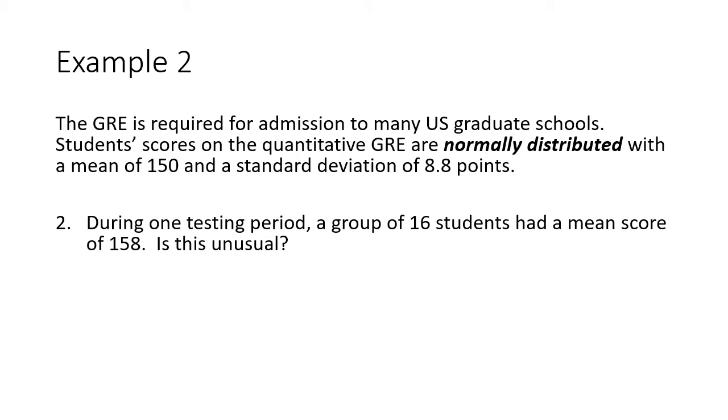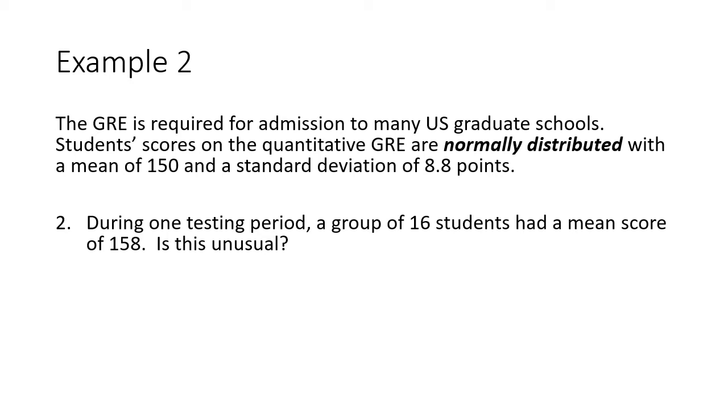However, and this is the central limit theorem in action here and why the sampling matters, what if we had a testing period and 16 students took the test at the same time, and those 16 students had an average of 158, or those 16 students had a mean score of 158? Would this be unusual?